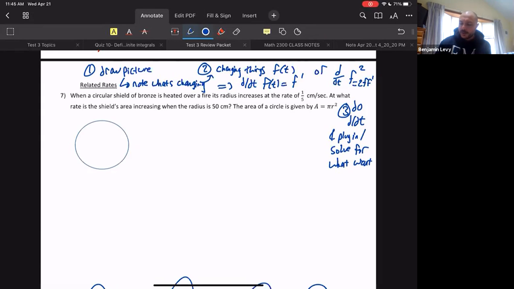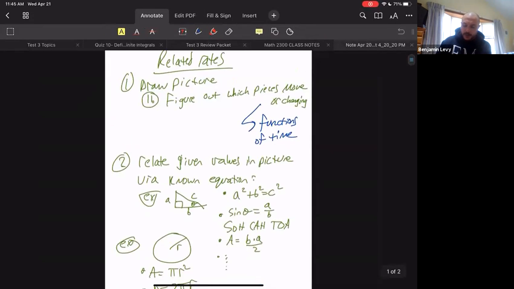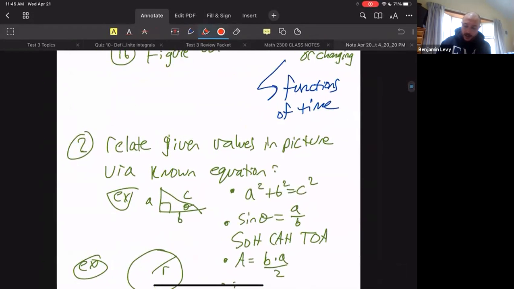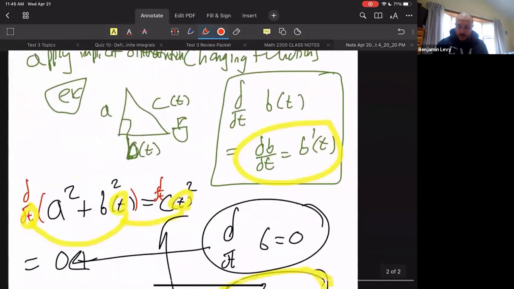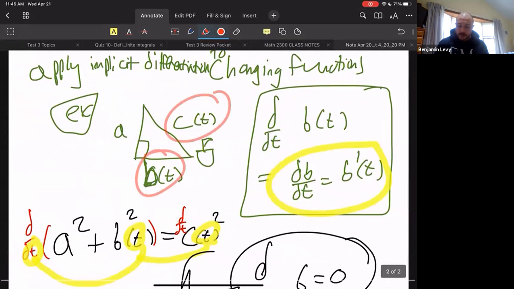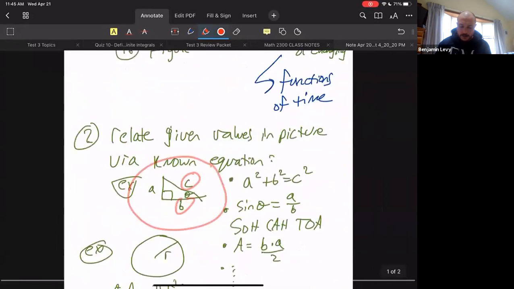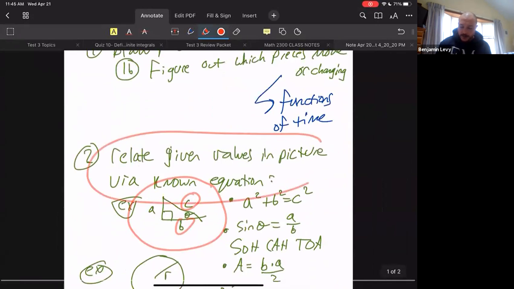Let me actually just run through that real quick because we did a quick example. One of the problems we did had a right triangle, the one where the boat's being pulled towards the dock. We write the right triangle, and then we realize C and B are both changing, so those are functions of time. Then we write down something that relates the variables, which I forgot to write down: step 2 is relate the variables in something.